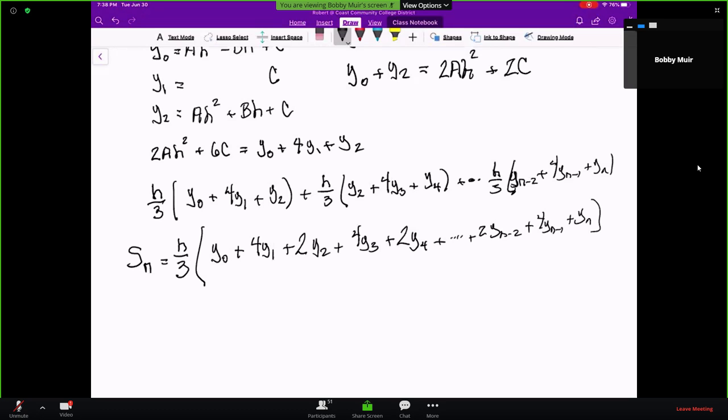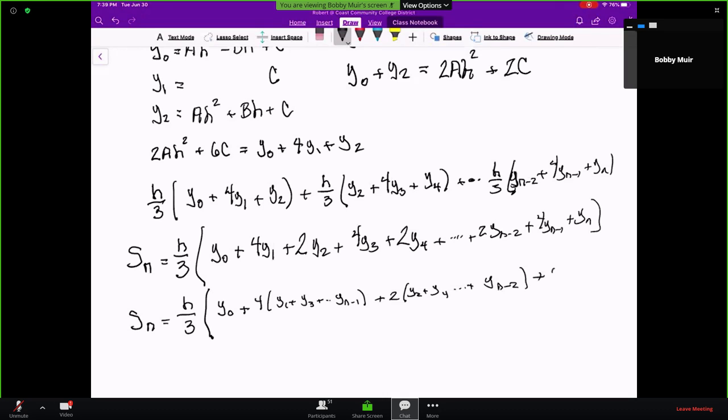All right, so let's see if I can do some stuff here. If we were going to be programming this into the device, we would have H over 3, and then I would have this Y0, and then I would take all of the 4s, and then all the 2s, which occur with all the evens, plus yn minus 2, and then the yn.